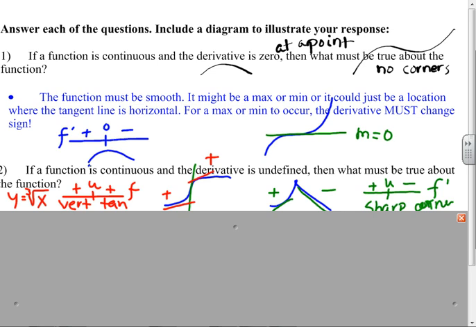And we can do some problems. But I'm just saying the first derivative tells you a lot. If it goes through 0, it's going to be nicely behaved. If it's undefined and it's continuous, then I'm either going to have a vertical tangent or a sharp corner. The sign has to change to get a sharp corner.